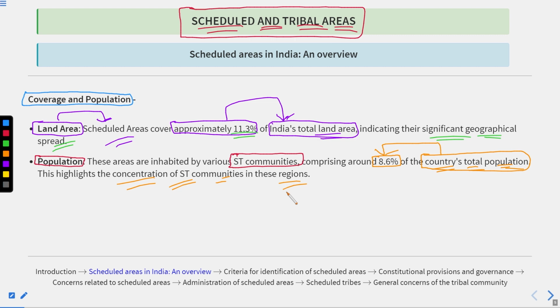So you can say not only in the matters of the land, that is 11.3%, but also in the matters of the population, the scheduled areas have that much capacity. It means they cover 11.3% in land and 8.6% in population. That makes them a significant portion of India's landmass as well as India's population. And thus we cannot ignore them. Got it? That's the thing.